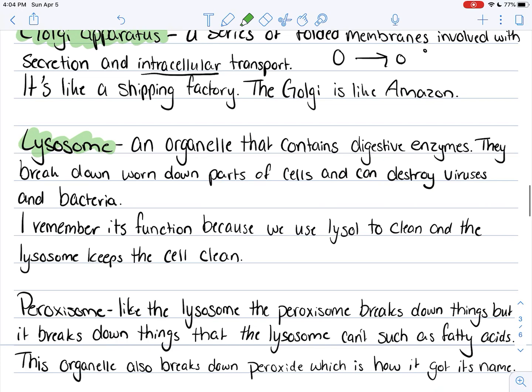And then there's the peroxisome. It's a lot like the lysosome. The peroxisome breaks down things. It breaks down things that the lysosome can't, like fatty acids. This organelle also breaks down peroxide, which is how it got its name. Both of these work to keep the cell clean, just the peroxisome is a bit more specialized, whereas the lysosome is a bit more generalized.